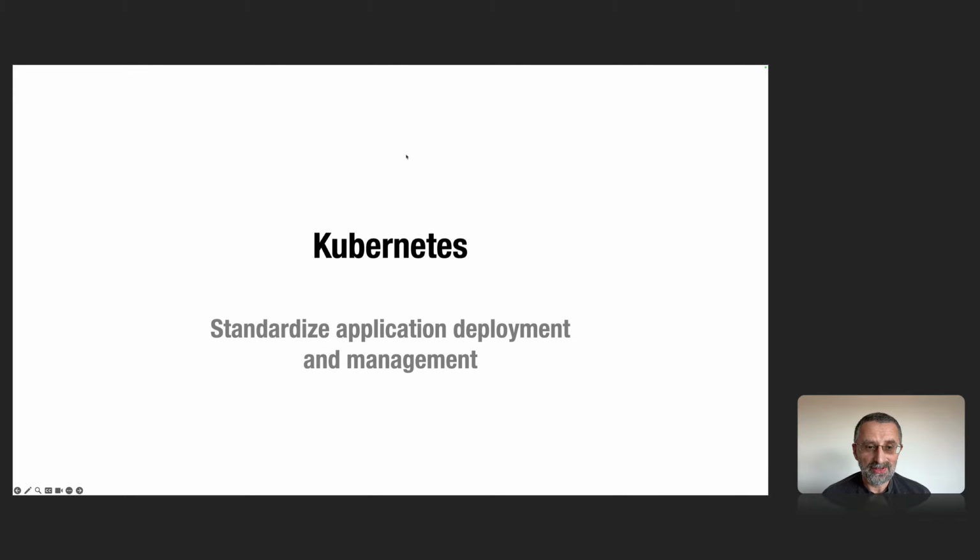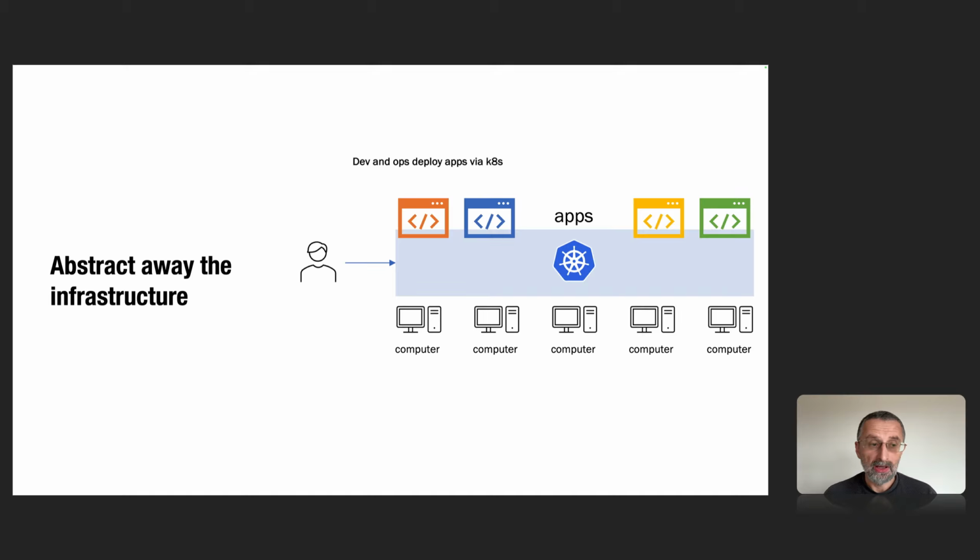So welcome to our next course. This time we are going to talk about Kubernetes in the context of machine learning deployment. Kubernetes will help us standardize application deployment and management, which is very important in large-scale deployments and is very often used in machine learning pipelines deployment. So let's dive into the basics of the technology.